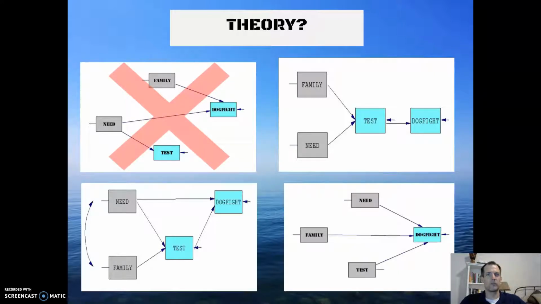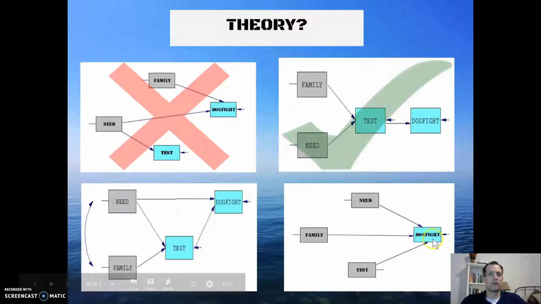Okay, and this other one looks like the model they may be currently using, where the test is the only thing predicting dogfighting skills. But in our model, since we have these other variables, we might theorize that family and need might be correlated with, or have an effect on, test scores. But test scores are what affect, or predict, dogfighting skills, and that's a pretty strong possibility. So we think that's a pretty good model for us to look at.